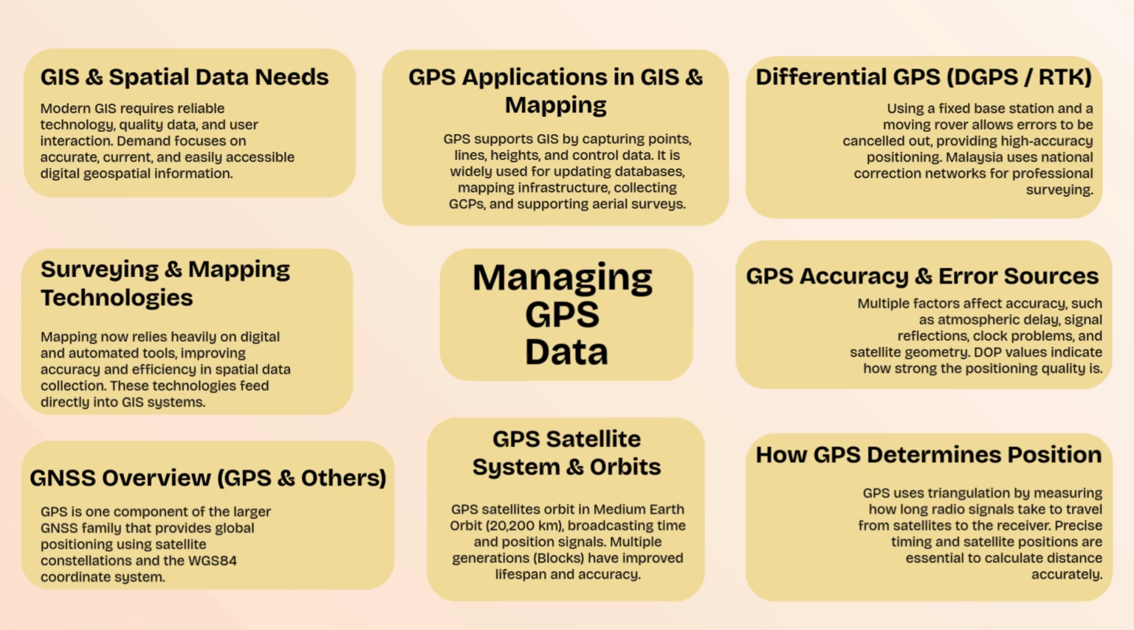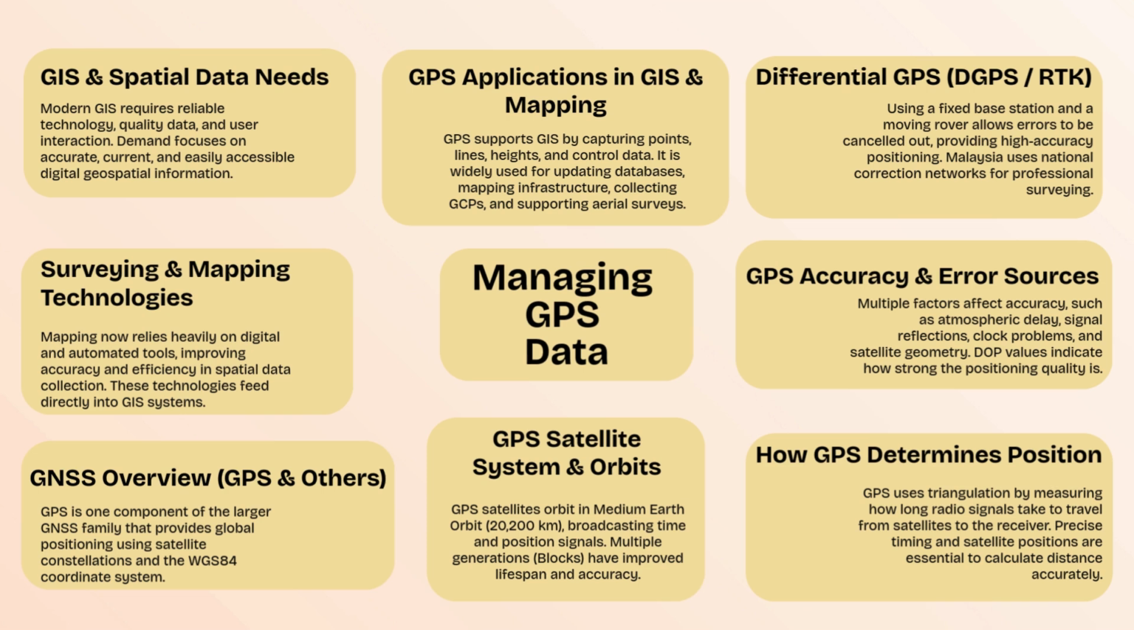Moving on, GPS finds position using triangulation. It measures how long a signal travels from the satellite to the receiver. Distance is calculated with velocity times time, and pseudo-random codes help keep timing accurate.